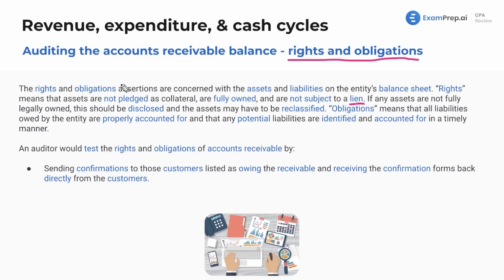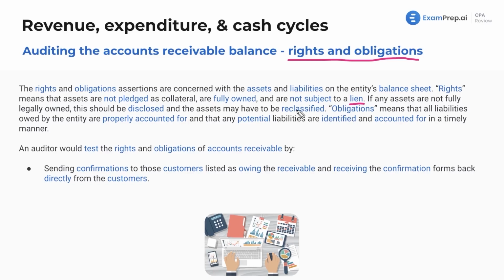If any assets are not fully legally owned, this should be disclosed, right? For example, if you have a house, God, I don't think I'll ever own a house, because people in my generation are kind of giving up on the prospect of ever owning a home. Things are just a little too expensive.